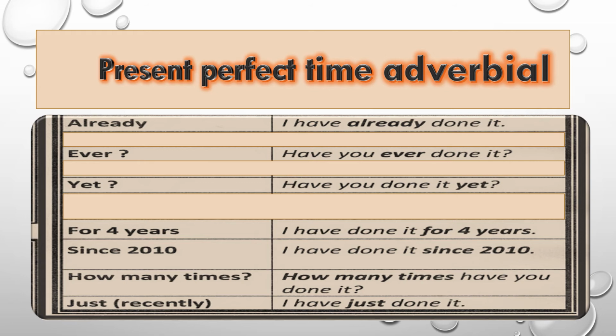Just and recently are used with the present perfect. I have just done it. Okay, so notice here just comes between the helping verb and the main verb.